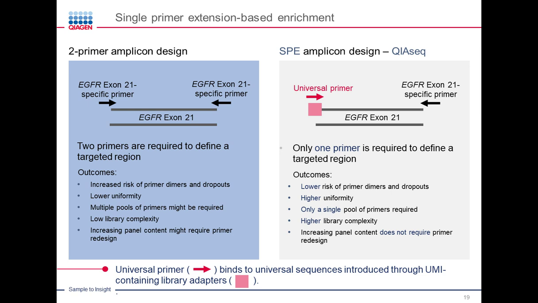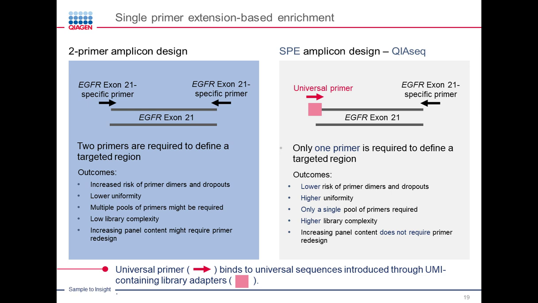Just to elaborate a little bit on the two unique elements that we built into the chemistry side of this equation, namely the single primer extension approach and the unique molecular indices. What I'll do in the next 3 or 4 slides is give you a sense of what single primer extension is all about and what UMIs are all about and how they are helpful for such an application.